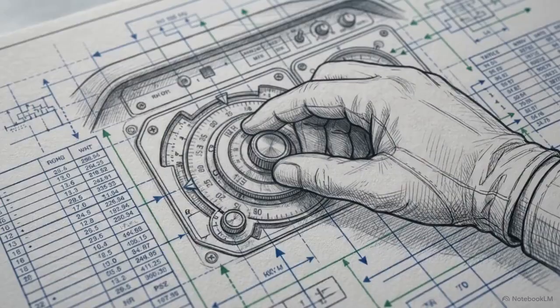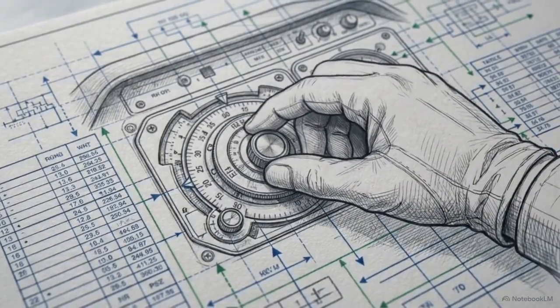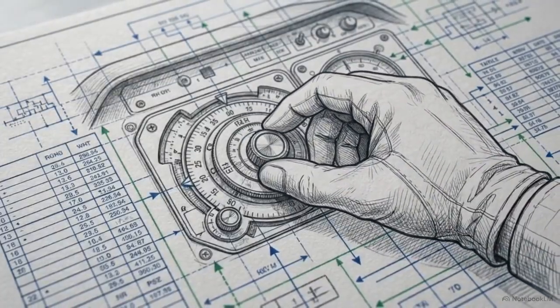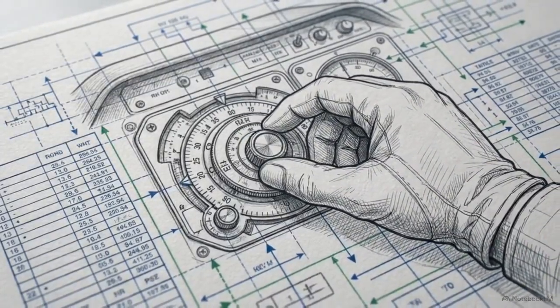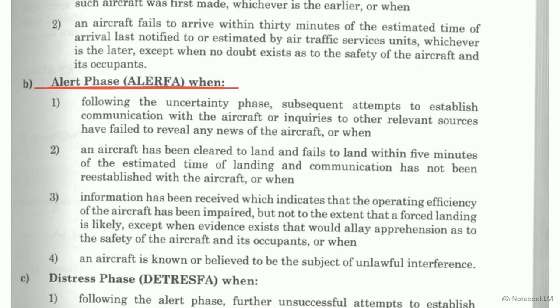When standard communication protocols fail entirely, the DGCA alerting service operates as the pilot's final critical safety net. Emergency phases escalate based on precise timelines. Phase 1 is INSURFA, the uncertainty phase. This is triggered the exact moment 30 minutes have passed since an aircraft was expected to communicate. Phase 2 is ALERFA, the alert phase. This triggers if an aircraft has been cleared to land and fails to arrive within 5 minutes of its estimated time, combined with a total loss of communication.